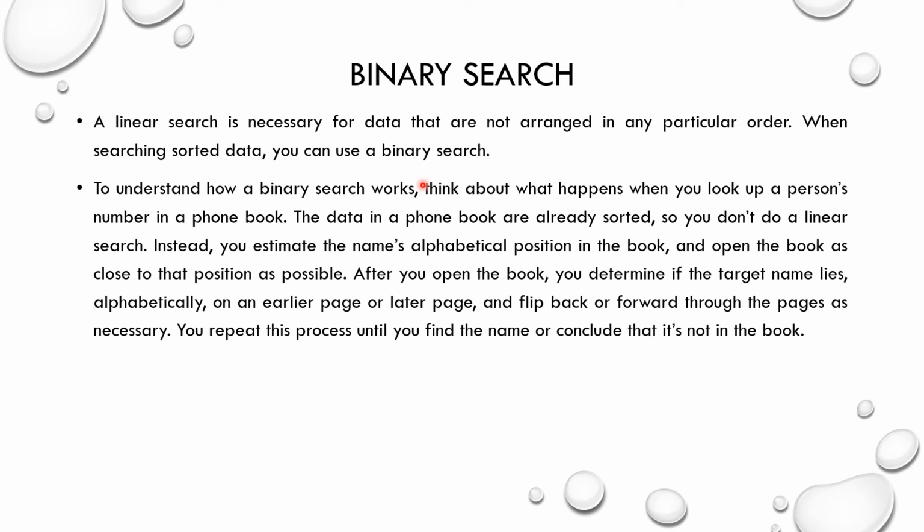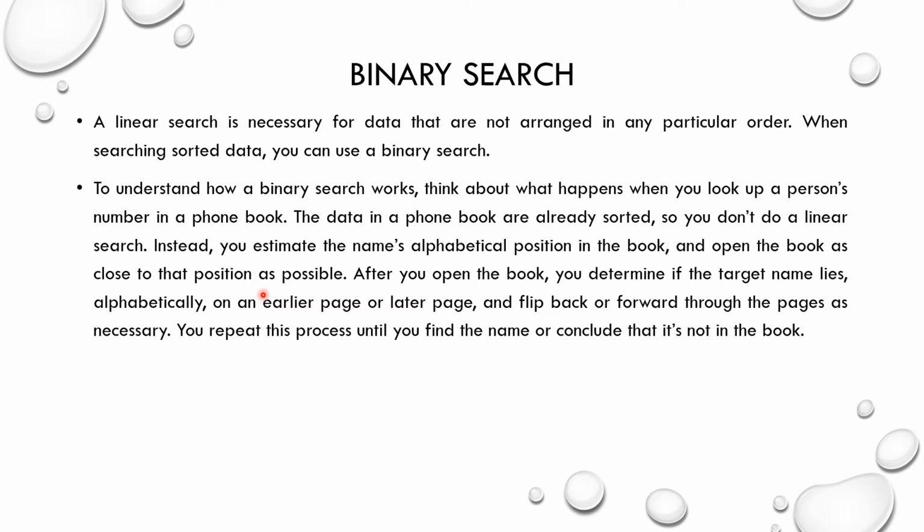Okay, now to understand how binary search works, think about what happens when you look up a person's phone number in a phone book. How will you search? The data in a phone book are already sorted, as we know. So you don't do a linear search. Instead, you estimate the name's alphabetical position in the book. That is, we see that the name will be somewhere in the middle, or after the middle, or before the middle. So we can directly move that many pages, and open the book as close to that position as possible.